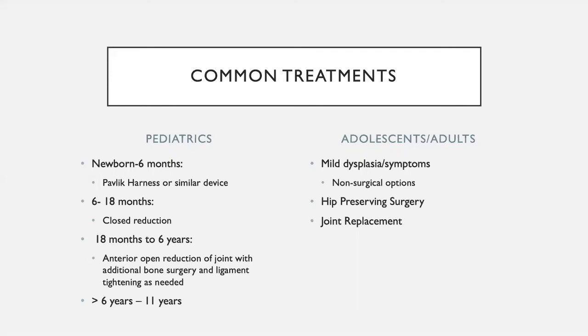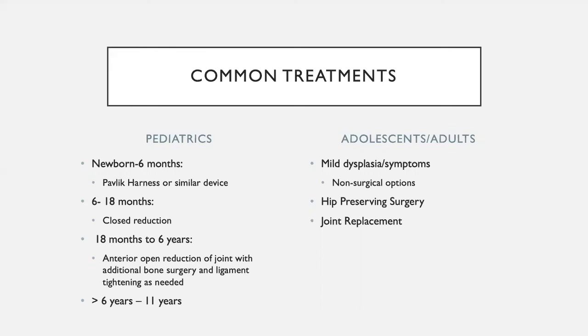For 18 months to 6 years old, you'll use an anterior open reduction of the joint with additional bone surgery and ligament tightening as needed. The surgery puts the hip back into the joint, repairs the ligaments, and realigns the bones, and then a body cast is usually worn for 6 to 8 weeks. After 6 years old, there's no treatment for a complete dislocation because the bone changes are permanent, so you will typically use supportive treatment until they get a little bit older.